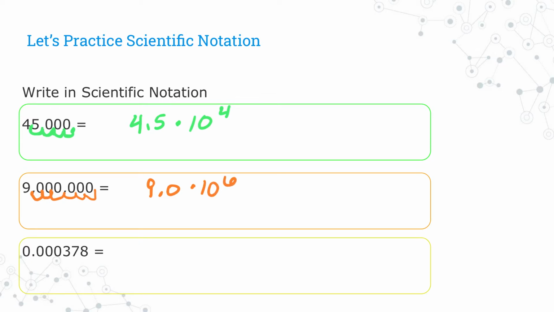Now you try the next one, the one in yellow. In this one, it's a smaller number, so our exponent will be negative, and we went 1, 2, 3, 4. So 3.78 times 10 to the negative 4th.